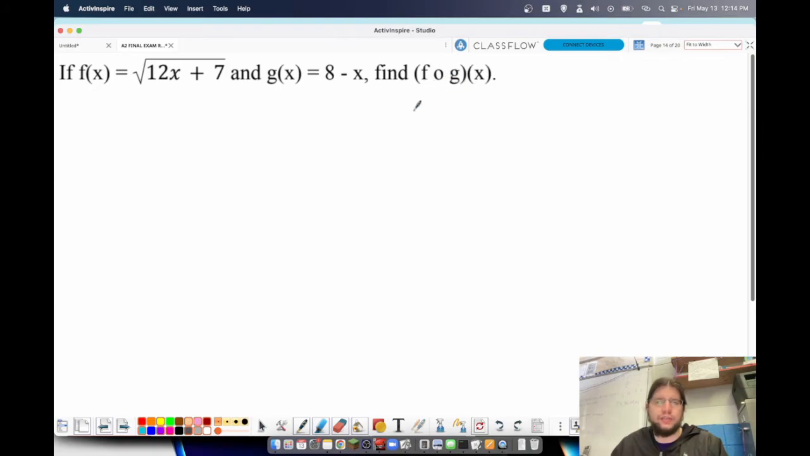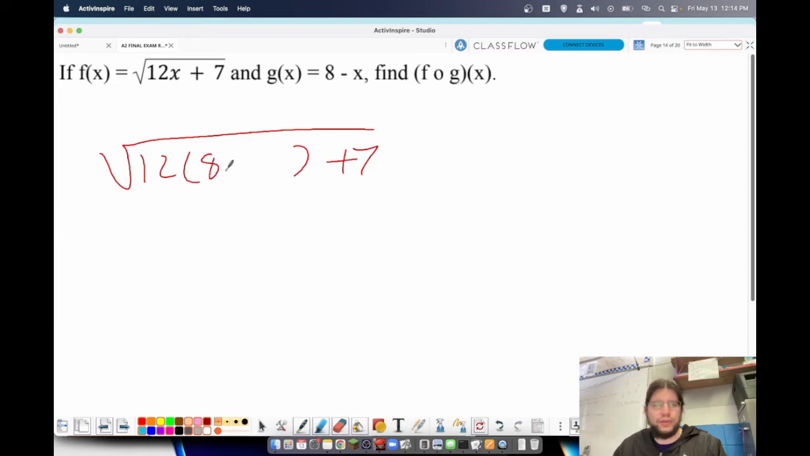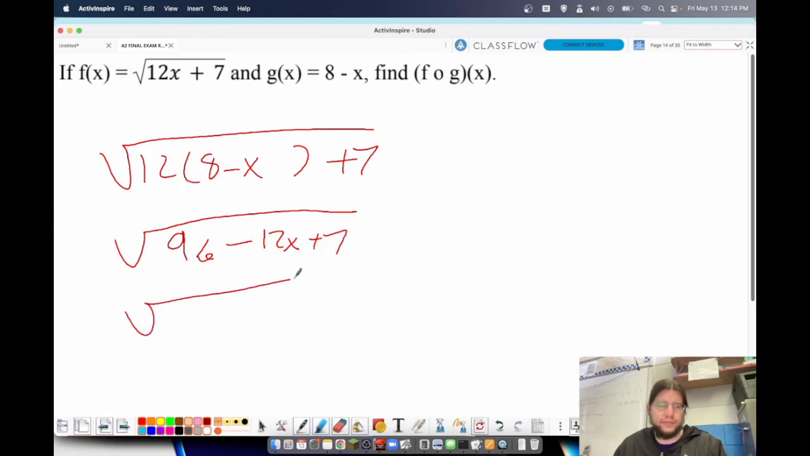This time we're composing the functions. So we're going to plug x into g, plug g of x into f. x is already in g, so we're going to take this and shove it in there. Instead of x, we're going to put some big parentheses in that thing, and we're just going to put what g of x is inside of those parentheses and simplify it. 96 minus 12x plus 7, 103 minus 12x. If you got this, I'll give you 3/4 of the points. Finish it off, get the last point.